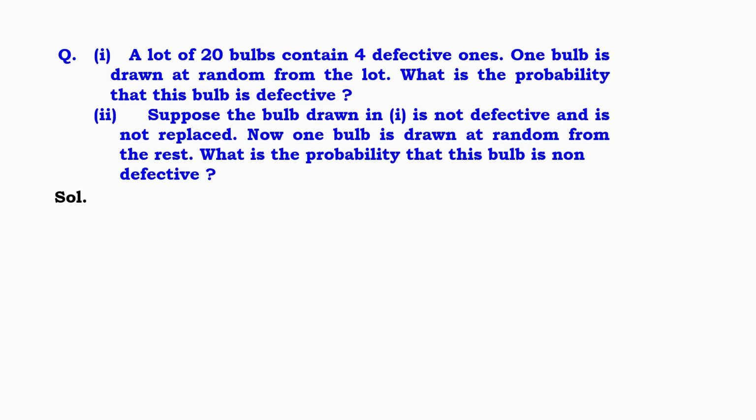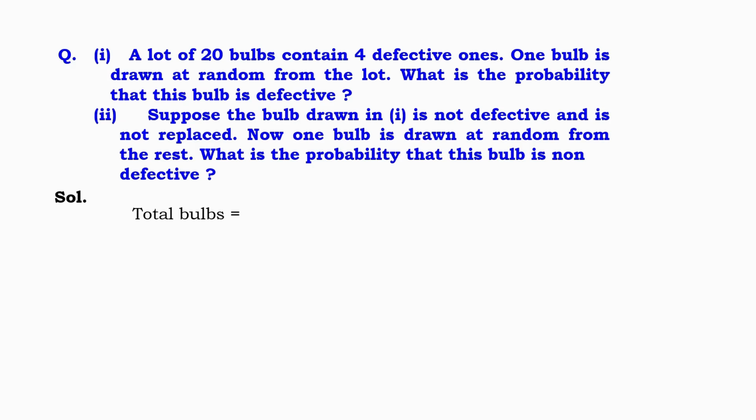And the next part is, suppose the bulb drawn in one is not defective and is not replaced. Now one bulb is drawn at random from the rest. What is the probability that this bulb is not defective? Okay, so I hope you could understand this problem so far. So let us take a look at the first part.